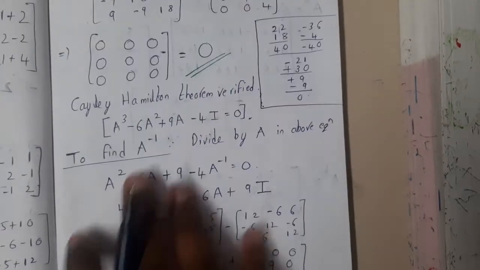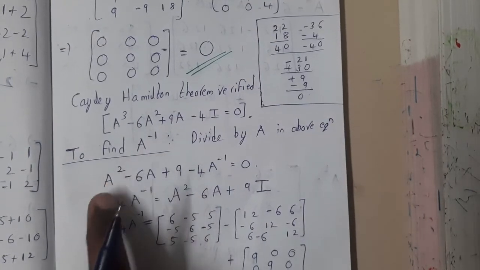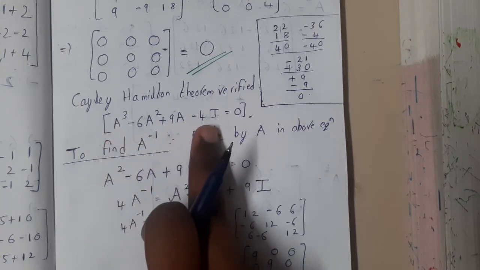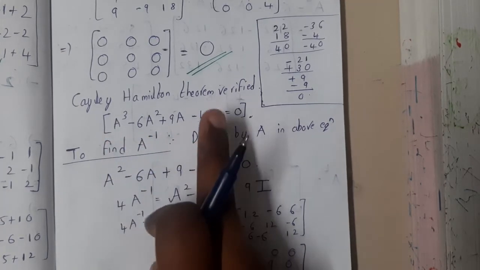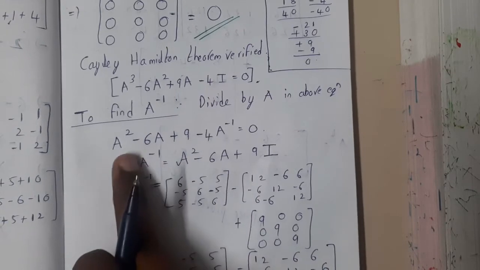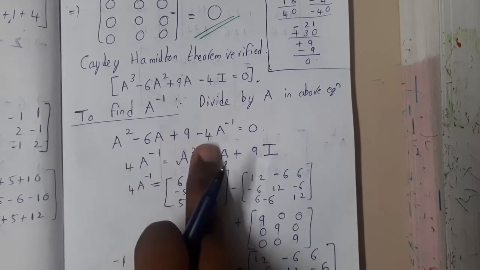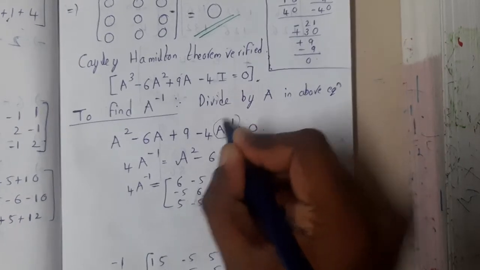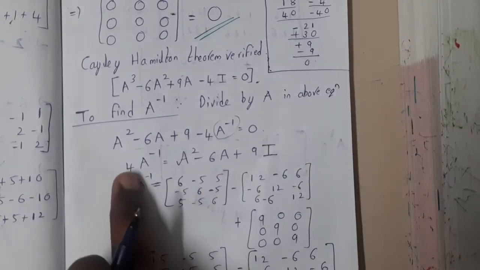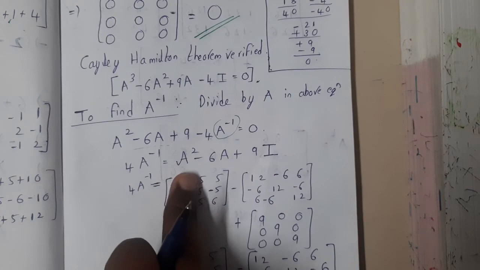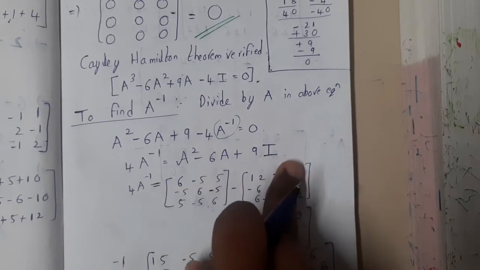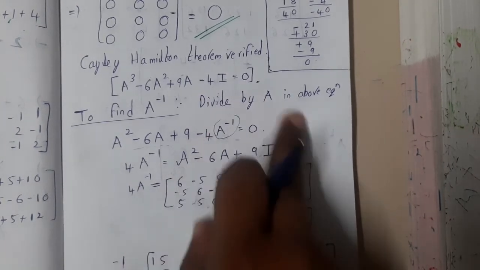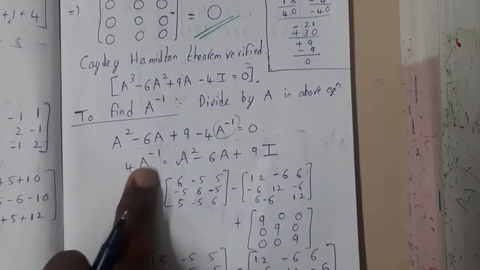Okay. Yes. So now to find A inverse, what can we do for this equation? Just divide it by A. Yes. So just do that, guys. If you do that, you will be getting A square minus 6A plus 9 minus 4A inverse, right? Yes. So now you need to find this. So let us push all these to the other side. So 4A inverse is equal to A square minus 6A plus 9I. Okay. Yes. So I pushed this to the other side. Okay. So that's the reason why I got plus 4A inverse.